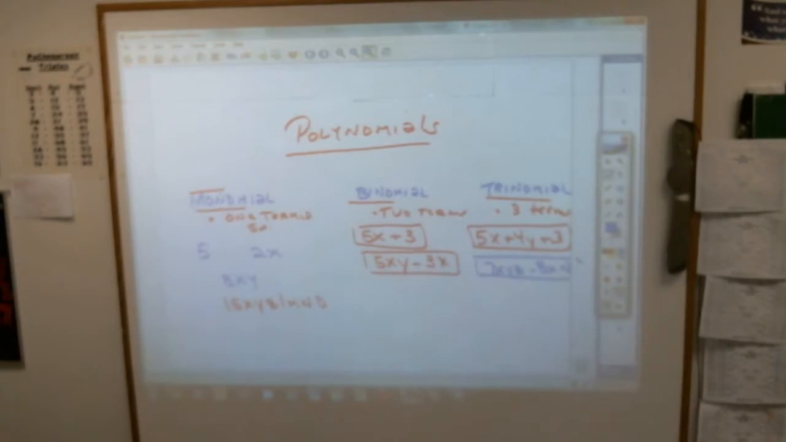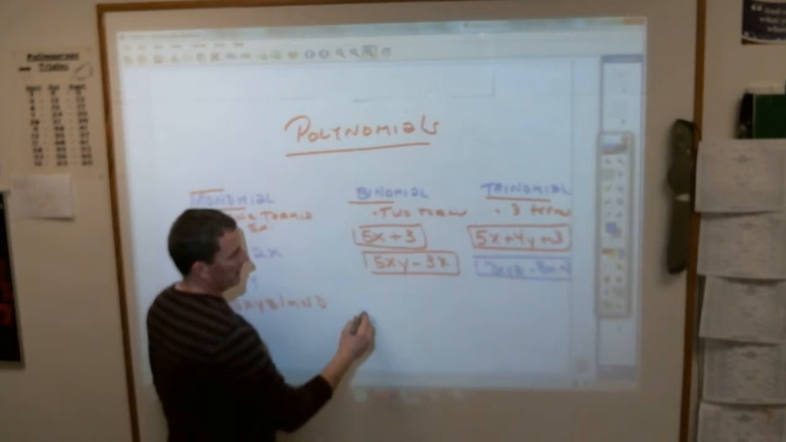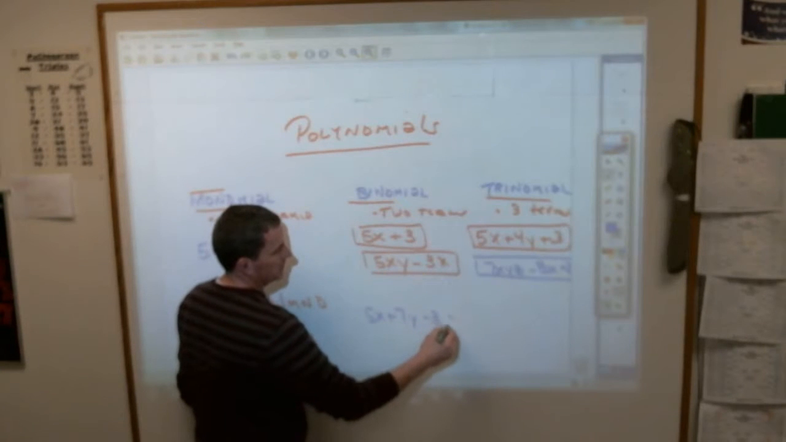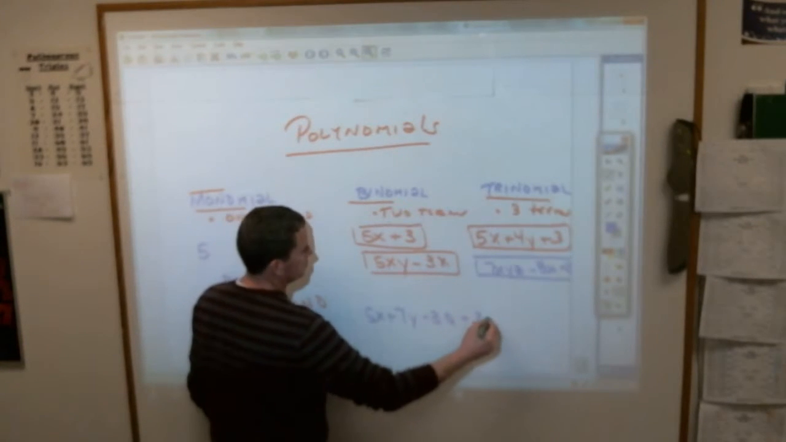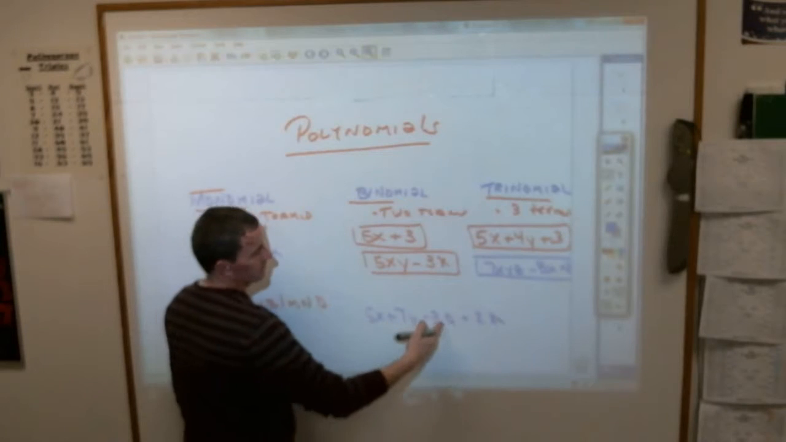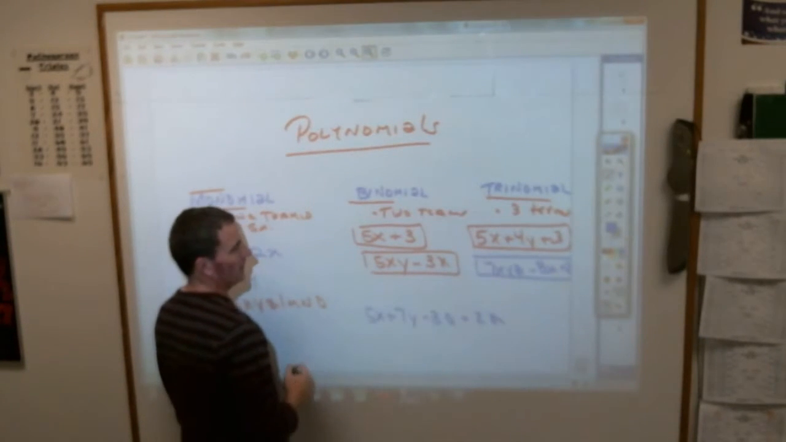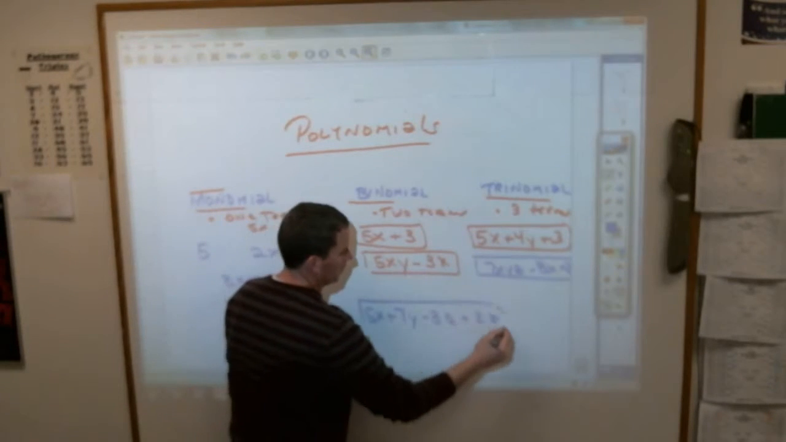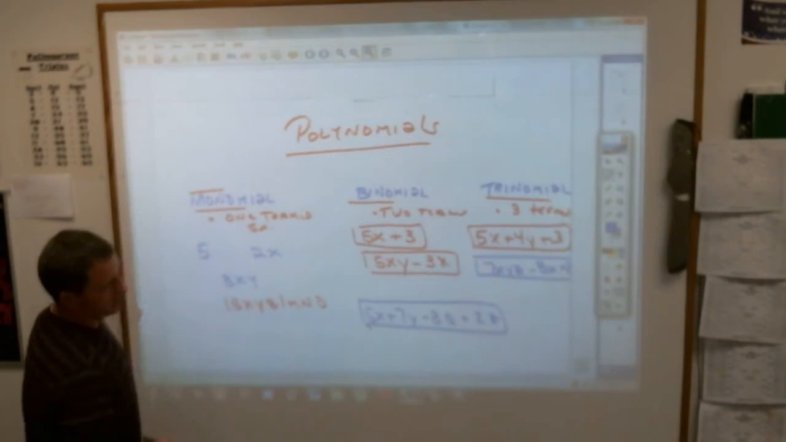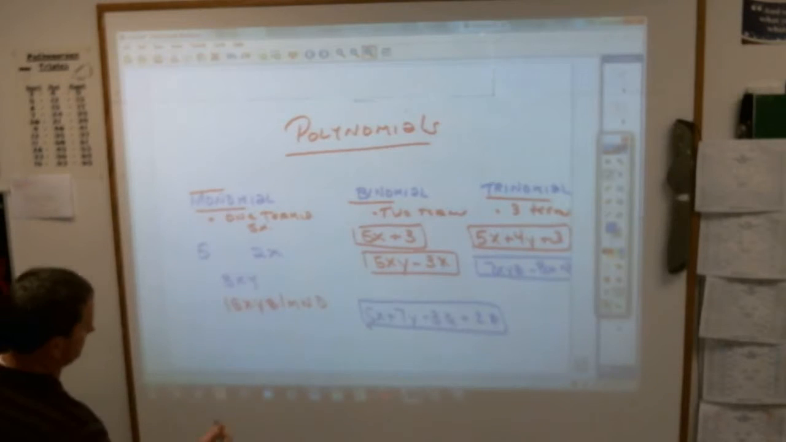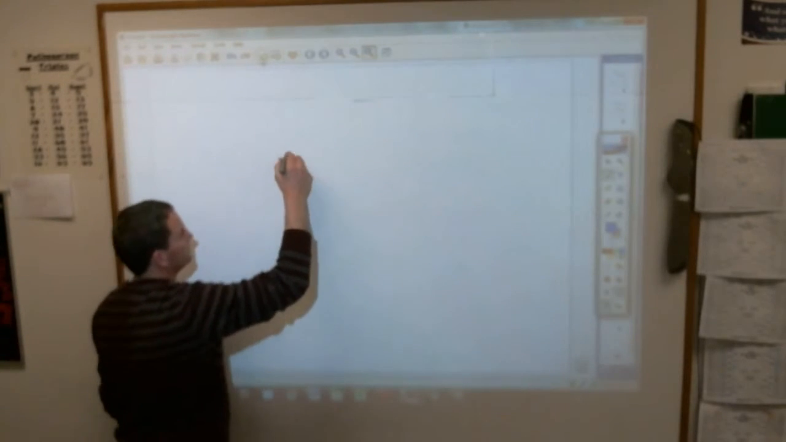Yep, and it's just a polynomial. I could have 5x plus 7y minus 3q plus 2z. We only go up to trinomials. After that, it's just 4 terms in a polynomial. This we would just call a big old polynomial. Okay. Now, with that being said, children, we have degrees of polynomials.